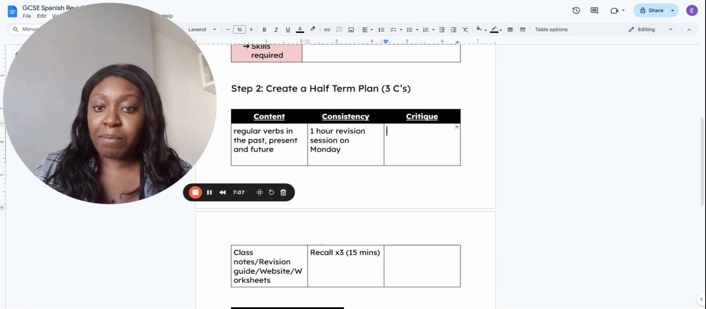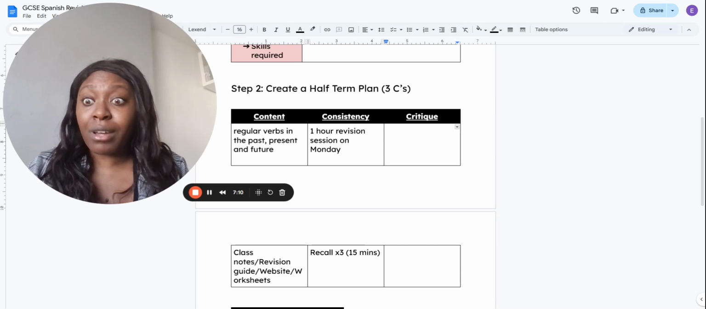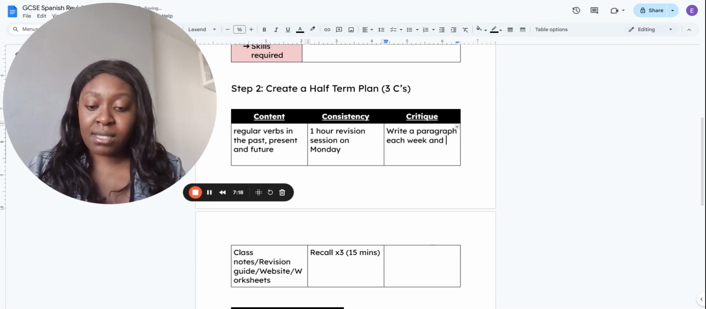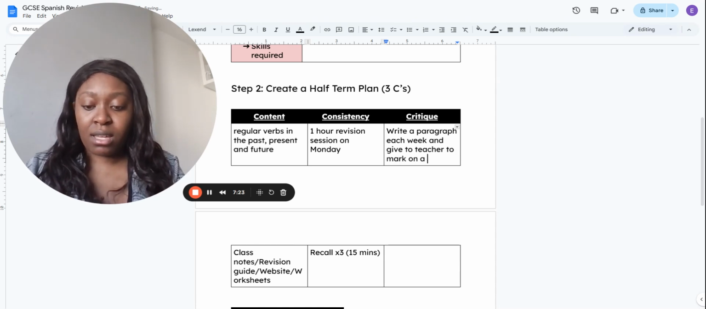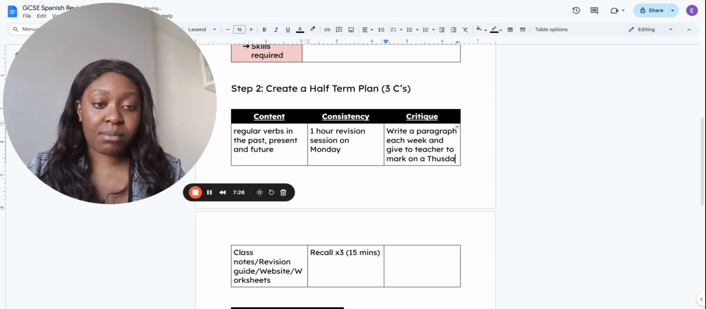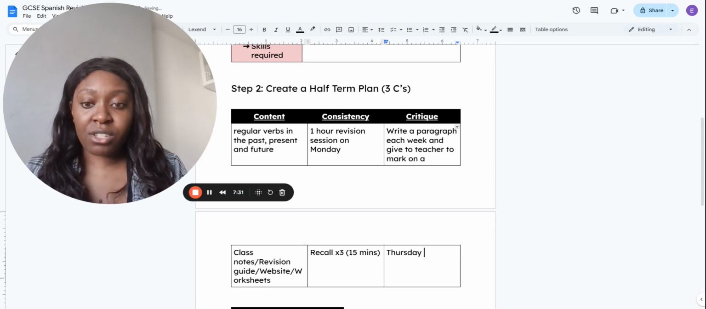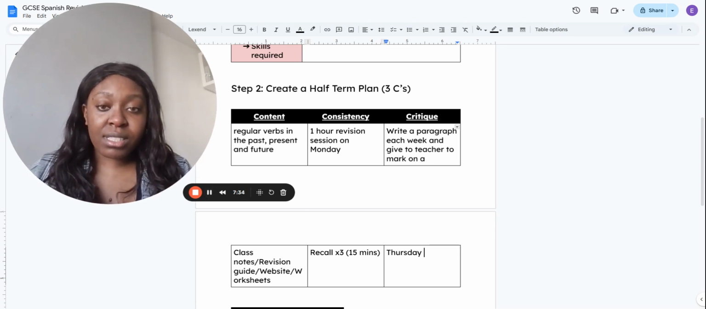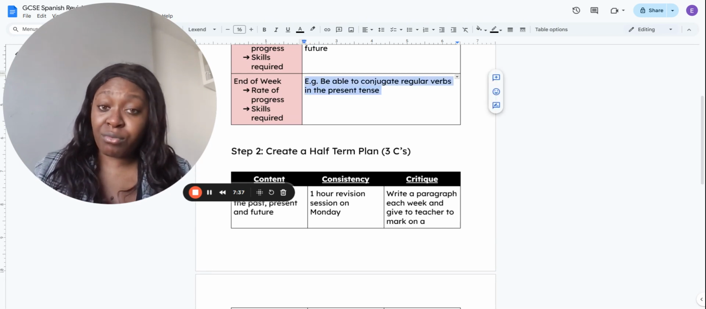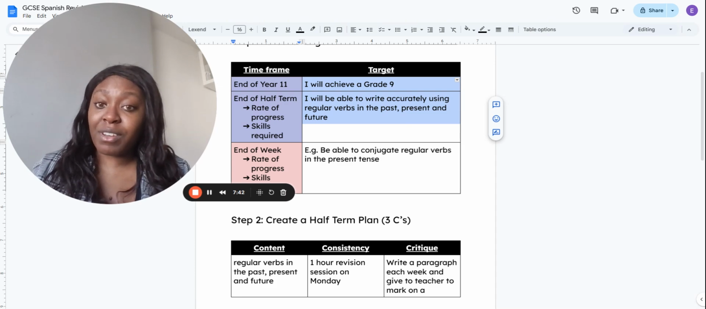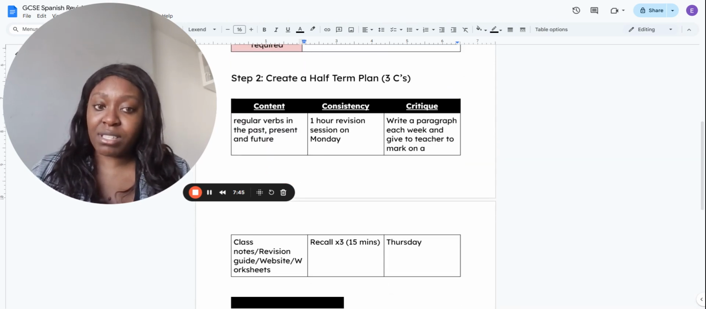Okay? And then it's critique. Where am I going to get feedback from? Maybe what are you going to get feedback on? Maybe you're going to write a paragraph each week and give it to the teacher to mark on a Thursday, and you might get it back during the following week. The reason why that is so important is because that is going to tell you, one, whether you've reached your end of week target, and two, whether you're therefore still on track for your end of half term and end of year 11 target every single week.